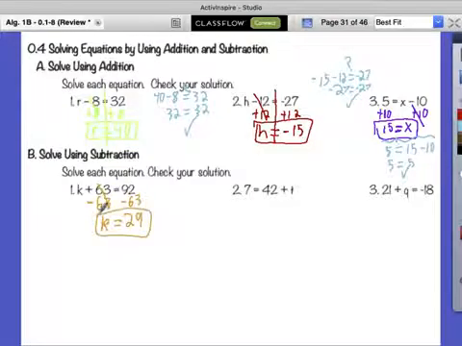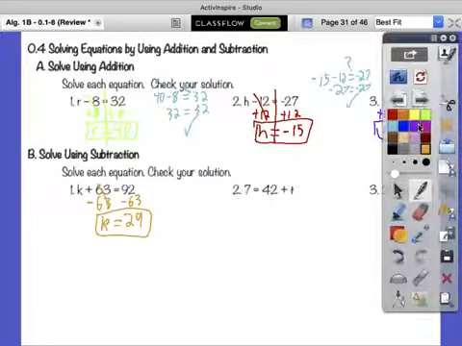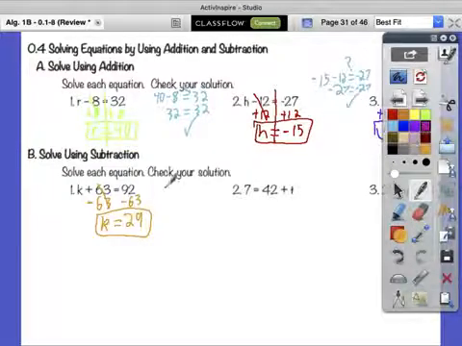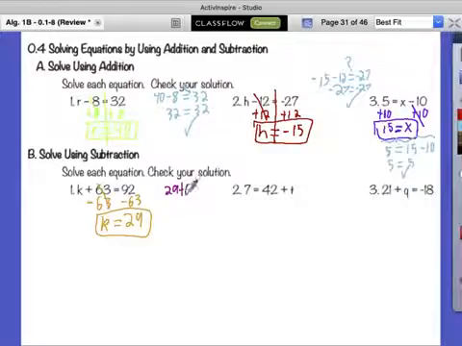Now let's check our solution just to be careful here, okay? Once again, I'm not going to make you guys do this on homework or tests or quizzes, but it's a good idea if you have the time, okay? So 29 plus 63 equals 92, okay? So 29 plus 63, does anyone know what that does equal?